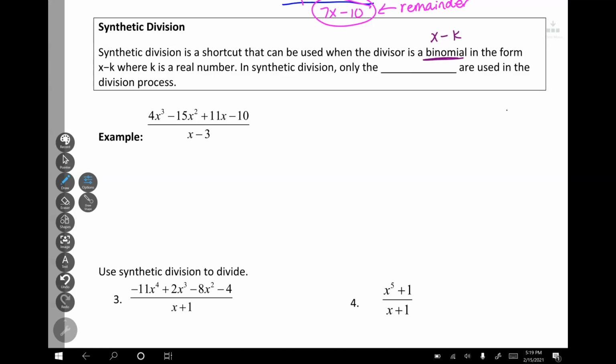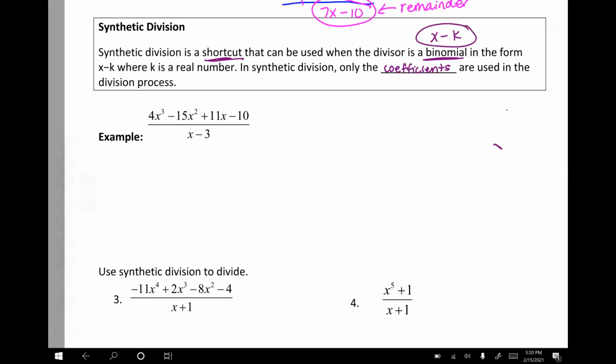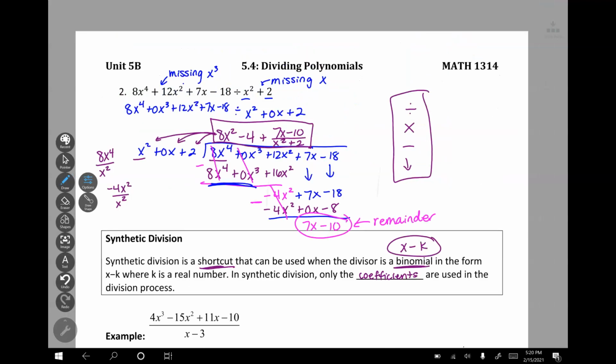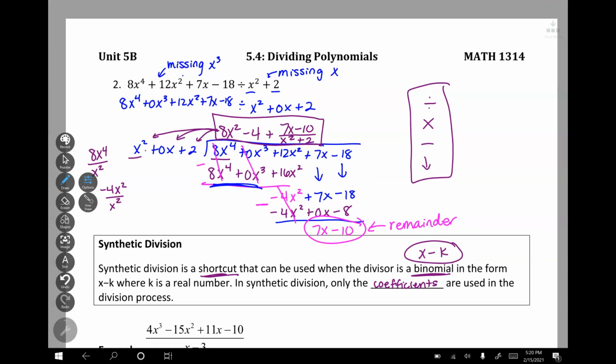In synthetic division, only the coefficients are used. So you actually just leave out any variables, which makes it move a lot more smoothly and quickly, so that's why it's considered a shortcut. So this is going to be a lot easier, and you're going to say, Ms. Kaiser, why don't we just do this for all of the problems? Why did you even show us long division? The reason is obviously because this is limited to only binomials. It could not do what we did up here where we divided actually by a trinomial.